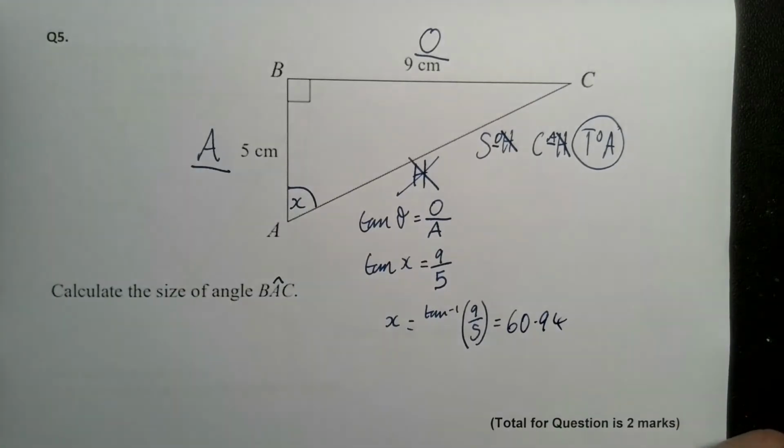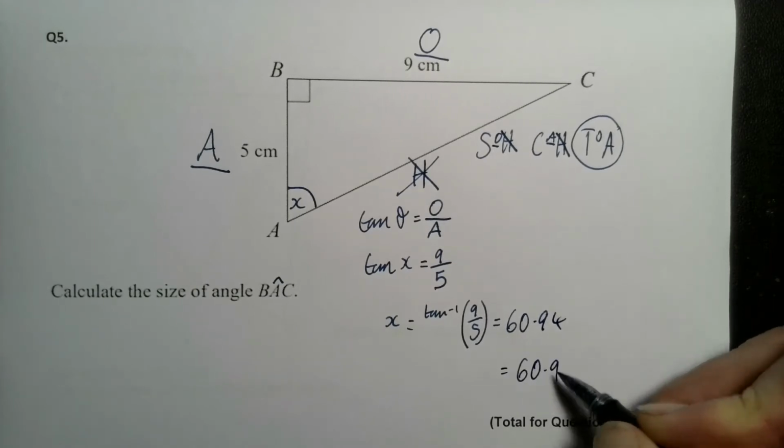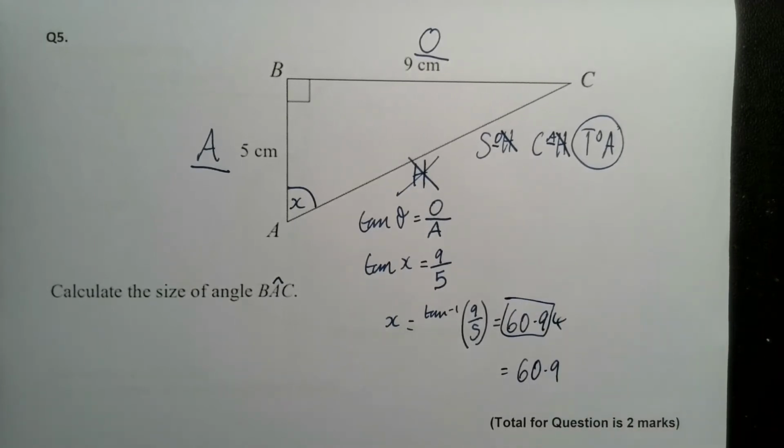60.94. Now it hasn't told us what to round it to, so you normally do it to 1 decimal place, so that would be 60.9 degrees.